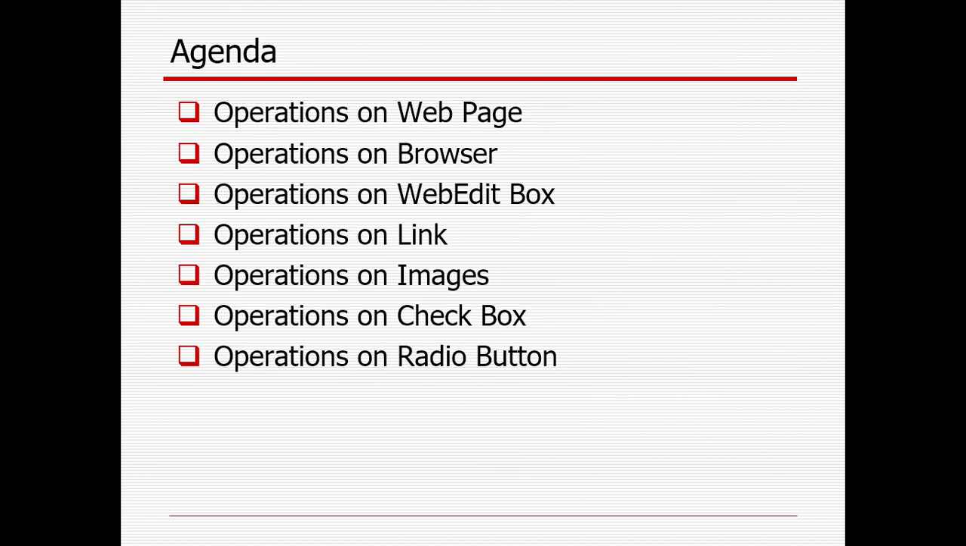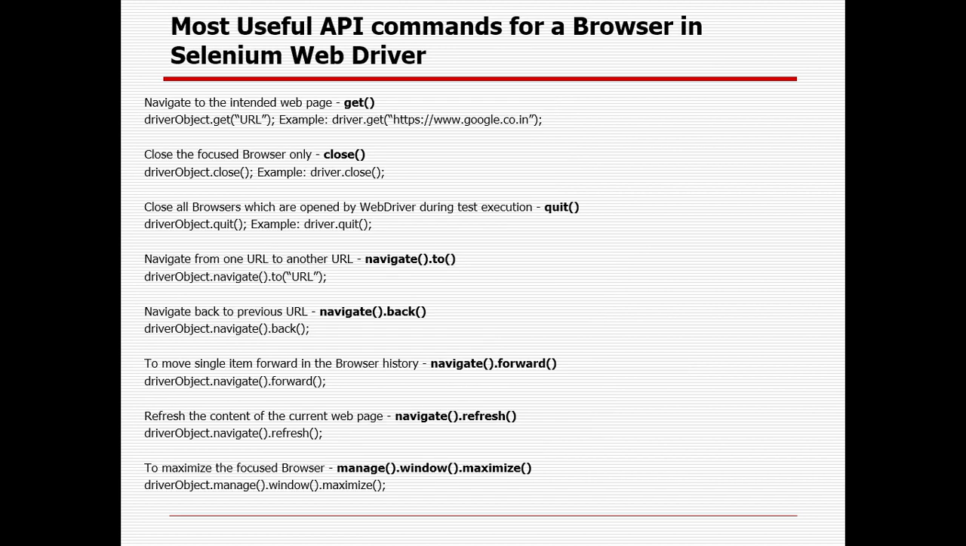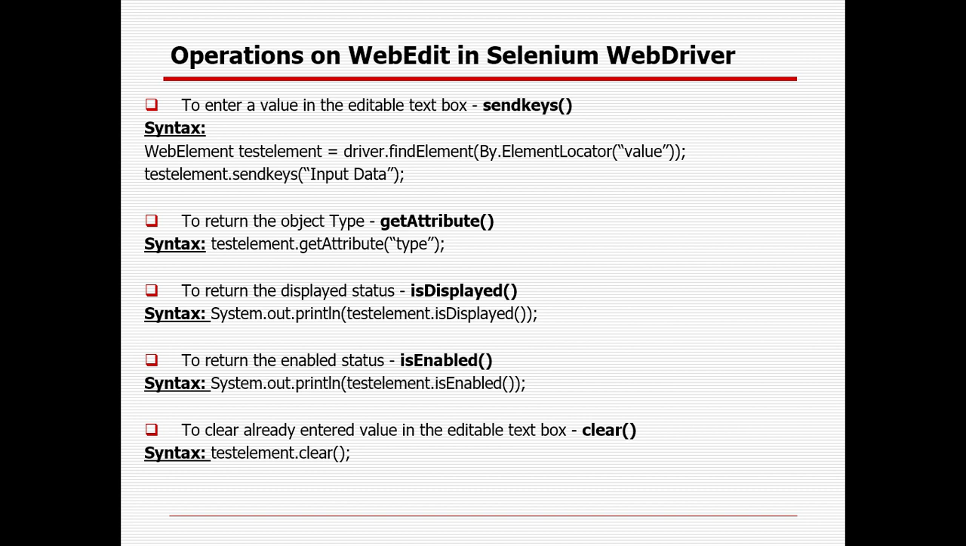So today I have covered the different operations we can perform on a web page, right? We can get the title, the page source, the current URL, and navigate from one web page to another. We can get the web page, quit the browser, close the browser, navigate backward and forward, refresh the page, and maximize the browser from the API commands. Then for the web edit, we can check whether the field is displayed or enabled, enter some value in the web edit box, clear the value, and get the attributes of the different types of web edit box or any field.